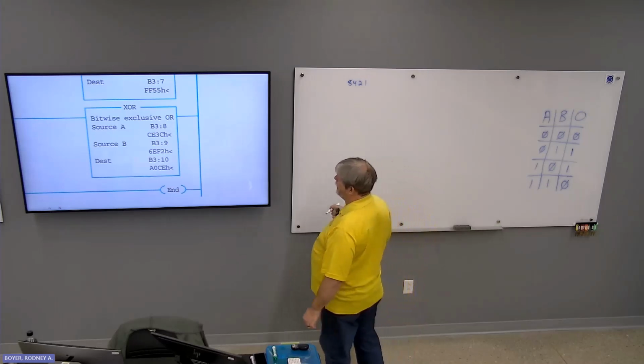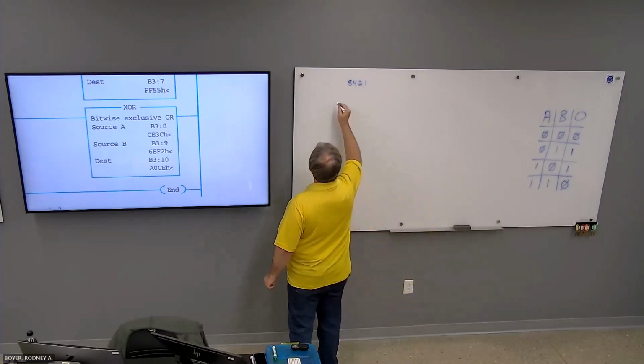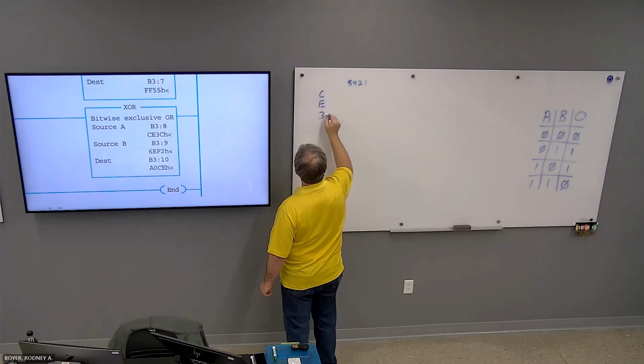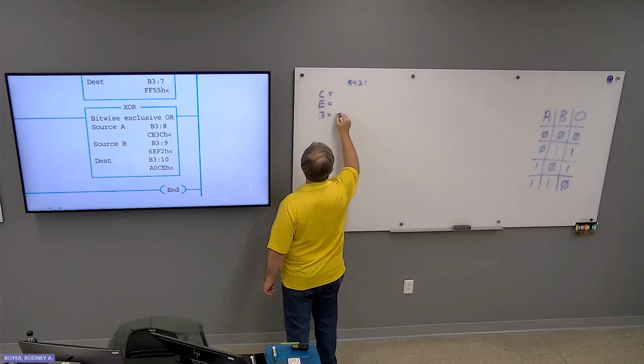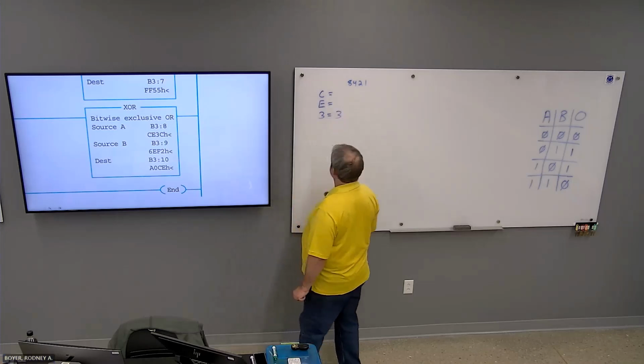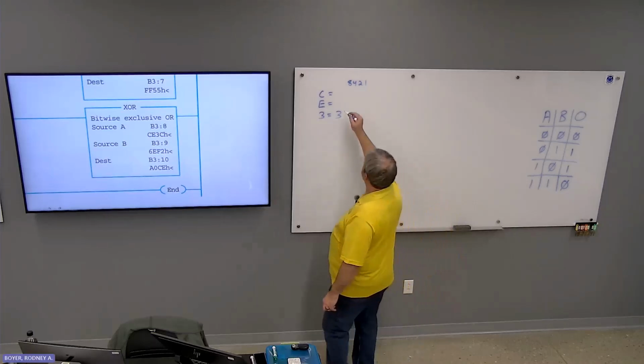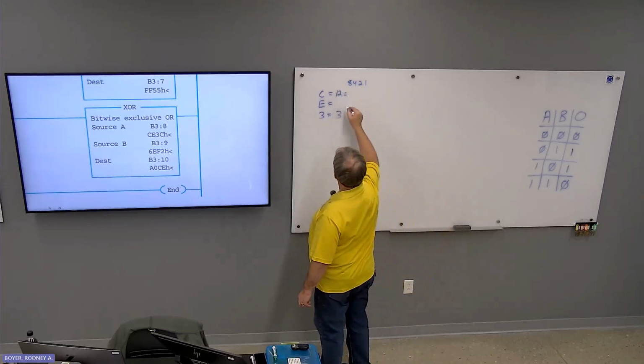So we got CE3C. We need to define CE3. Well, 3 is 3. What's C? Well, how do we get 12?